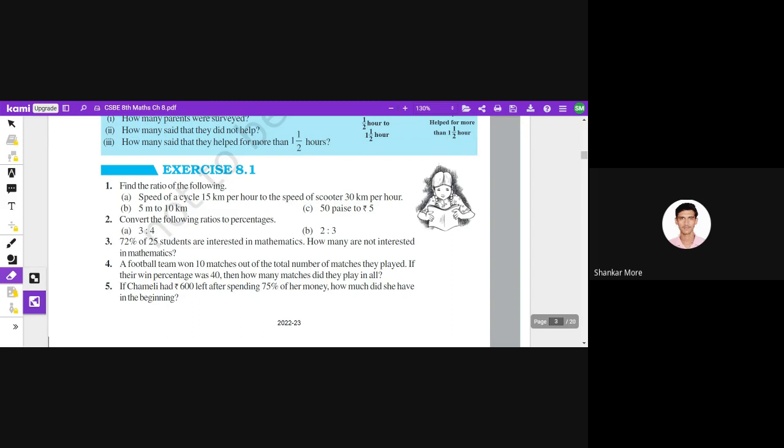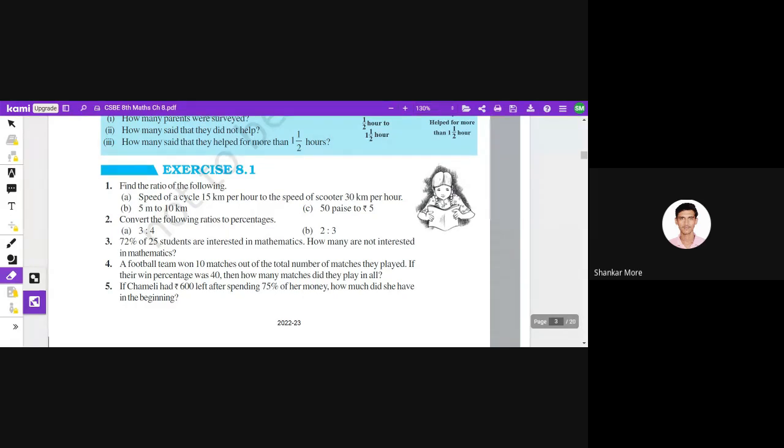Okay, let's forget about the last one. Now focus on this one. The speed of a cycle which runs at 15 kilometers per hour, to the speed of a scooter which can run at 30 kilometer per hour. We don't want to find out percentage. We would like to find out the ratio. 15 is to 30 means 1:2. Right? Yeah, Shlok has written it is 1:2.